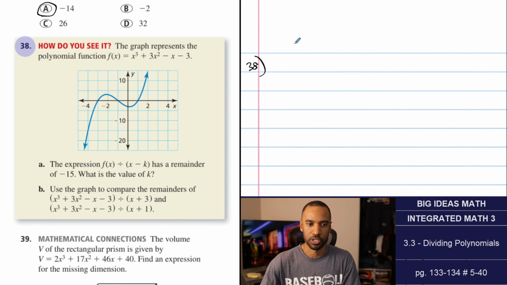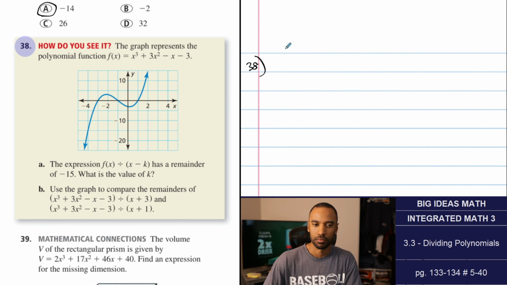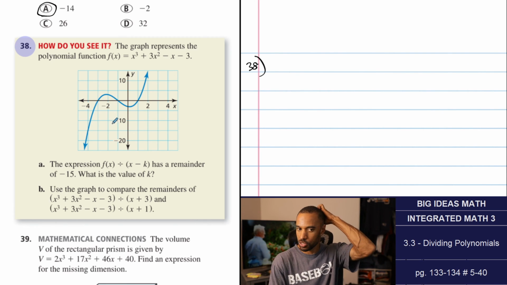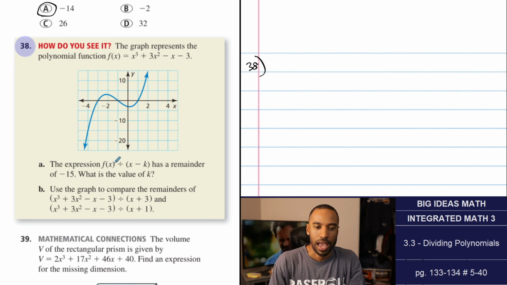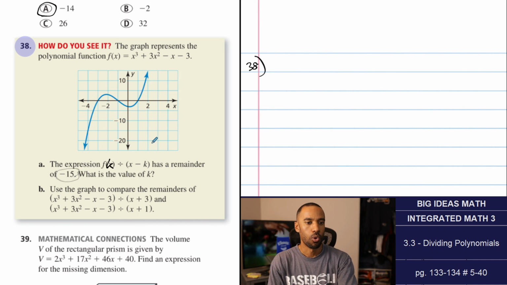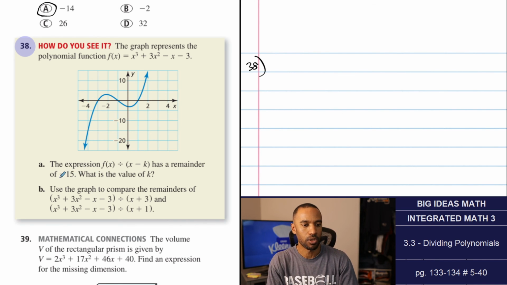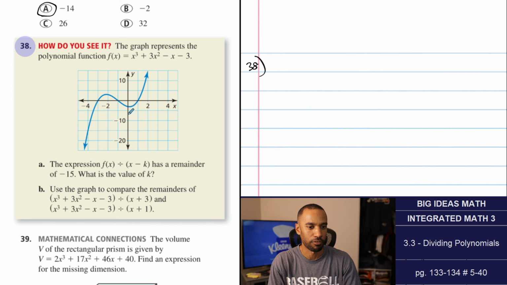So we have this expression. Oh, I'm sorry, we don't. It says how do you see it? We don't have to do any calculations. So this one here, f of x divided by x minus k. Remember, if I substitute k in for x, I would get this value for y. So where does y equal negative 15, and what's that value for x?